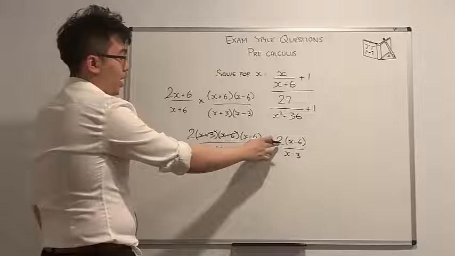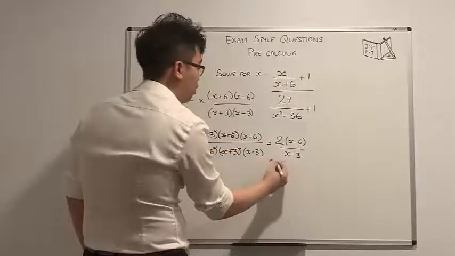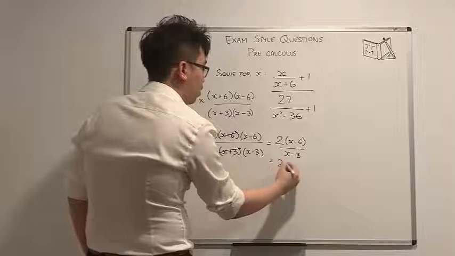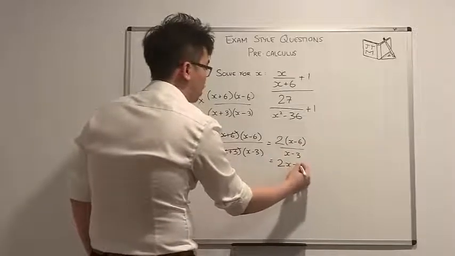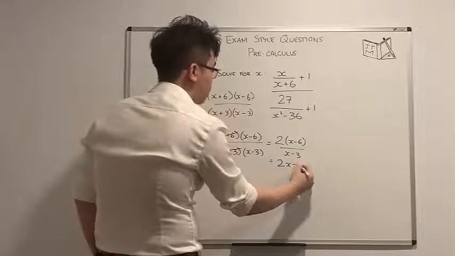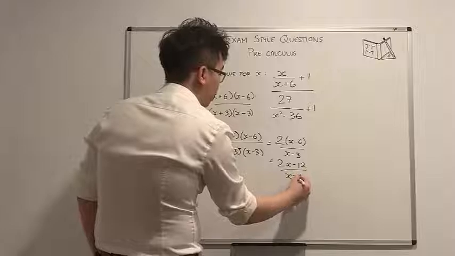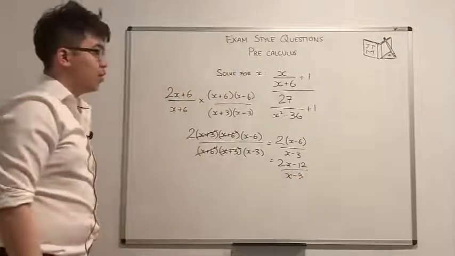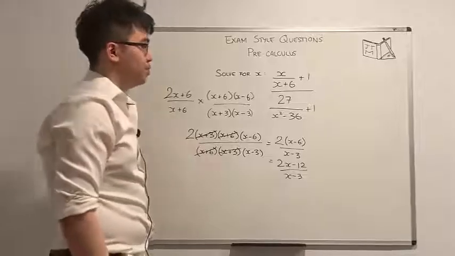And now we can go ahead and distribute the 2 into each of these terms on the numerator. 2 multiplied by x is 2x, and 2 multiplied by minus 6 is minus 12. And the x minus 3 remains the same. We've now arrived at our final answer of 2x minus 12 over x minus 3.